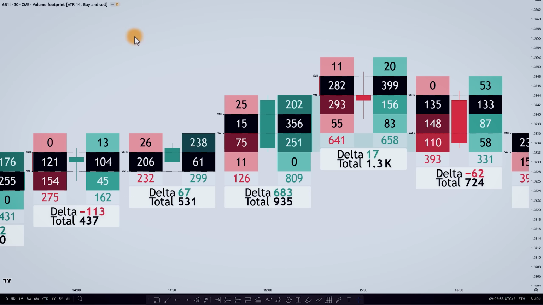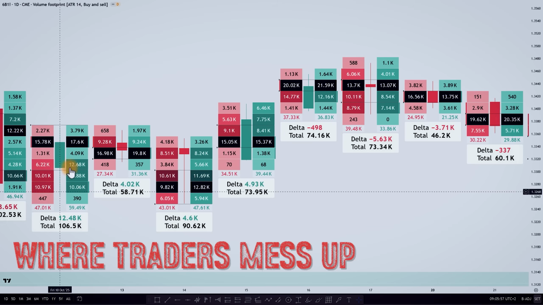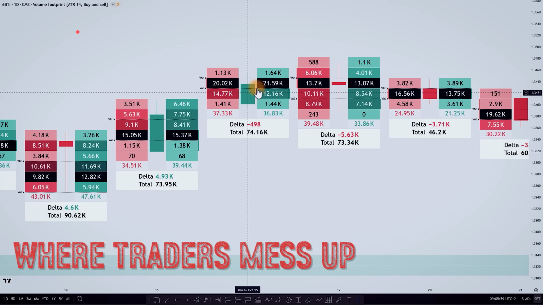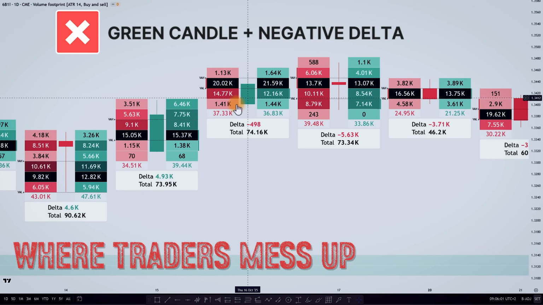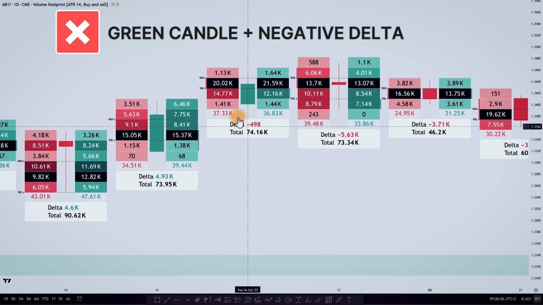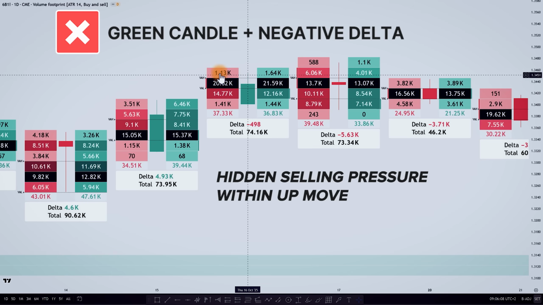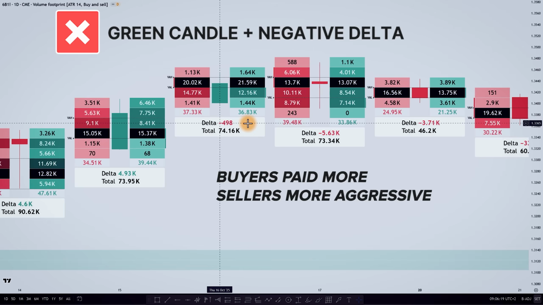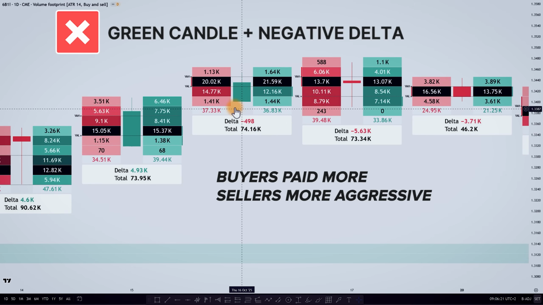Simple enough. But here's where most traders mess this up. They see a green candle and think bullish. They ignore that the candle might have negative delta. This means sellers were actually more aggressive, even though price went up. Let me say that again. Price can go up, while sellers are winning the war inside the candle. How? Because the remaining buyers paid higher prices. Price rose. But selling pressure was actually stronger.